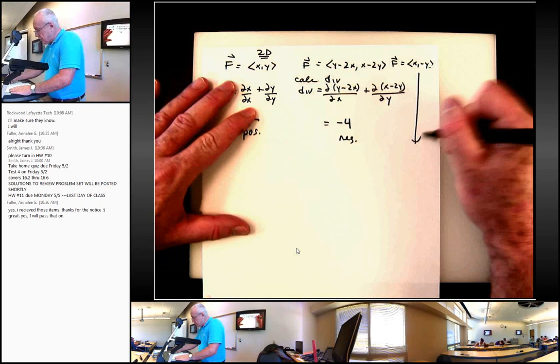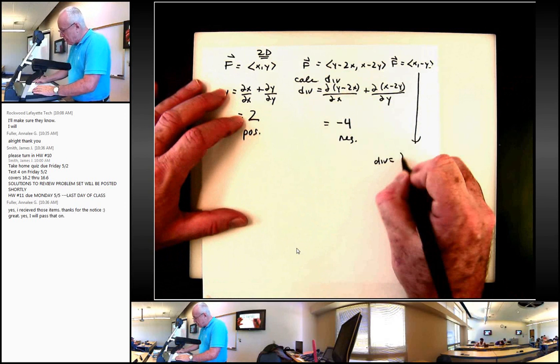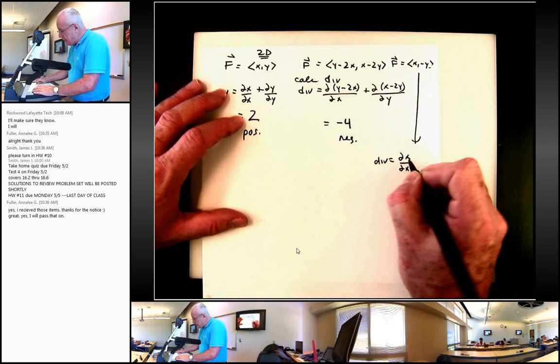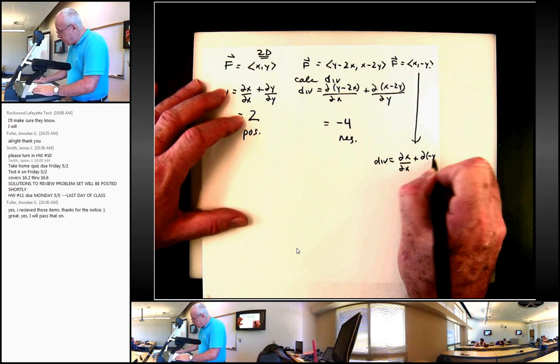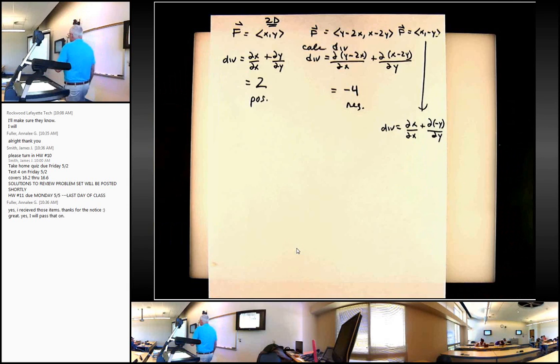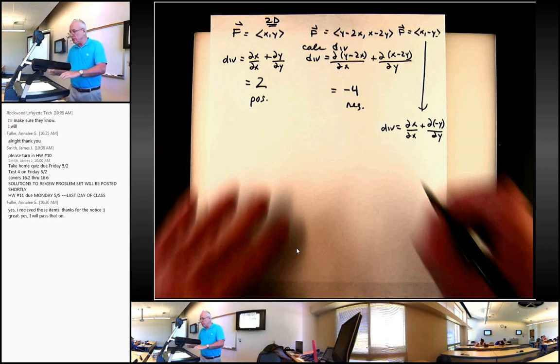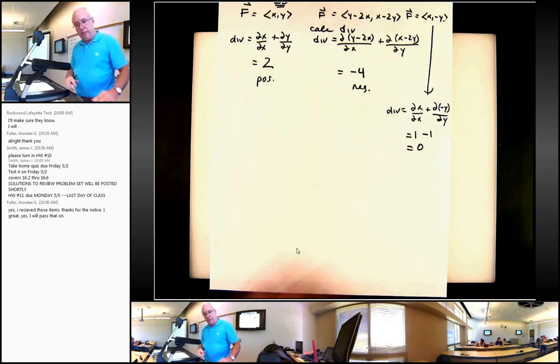And then let's look at the third one here. The div is going to be the partial of x with respect to x, plus the partial of minus y with respect to y, and that's going to be 1 minus 1, or 0. So it has a 0 div.